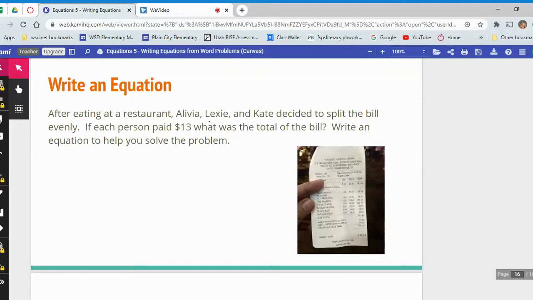Okay, let's look at this one actually together. This is a little bit different than some of the previous ones that we have done. After eating at a restaurant, Olivia, Lexi, and Kate decided to split the bill evenly. If each person paid $13, what was the total of the bill? Write an equation to help you solve the problem. So let's go ahead and get our formatting set up.